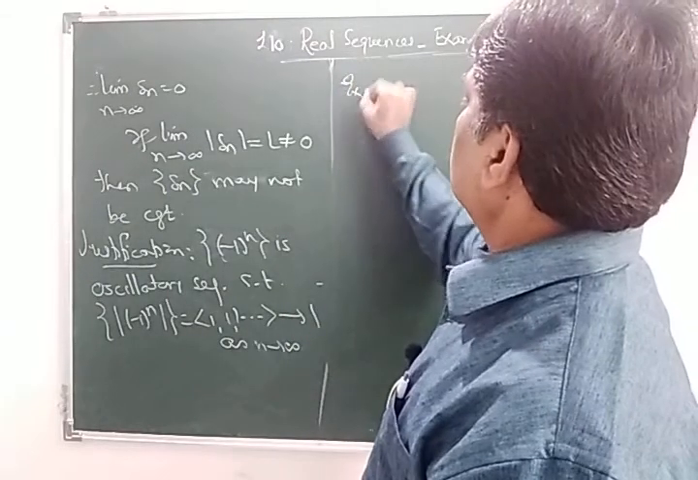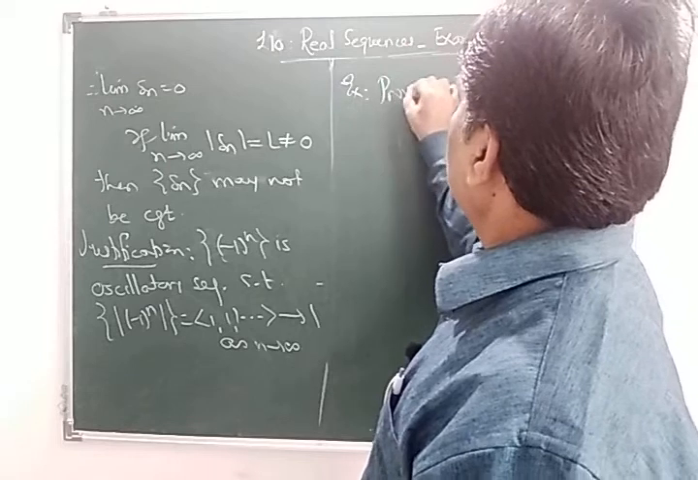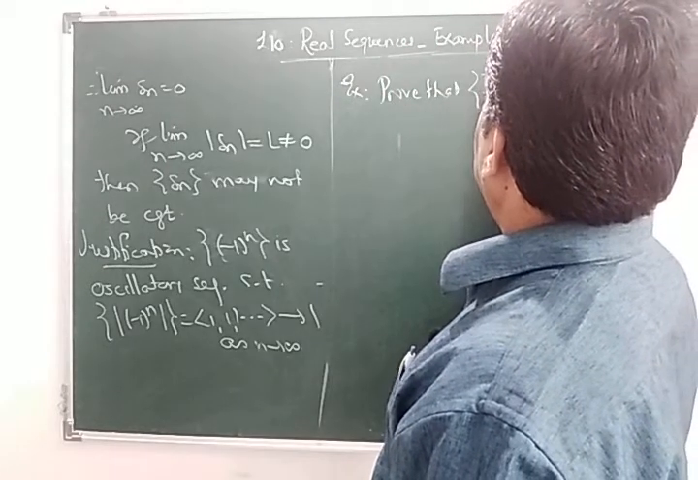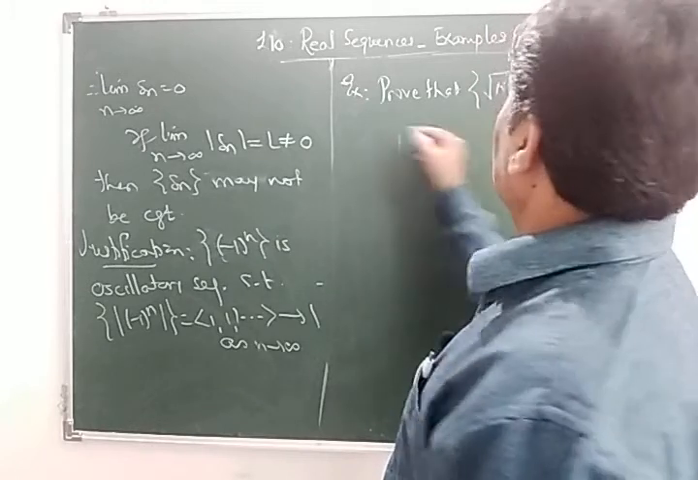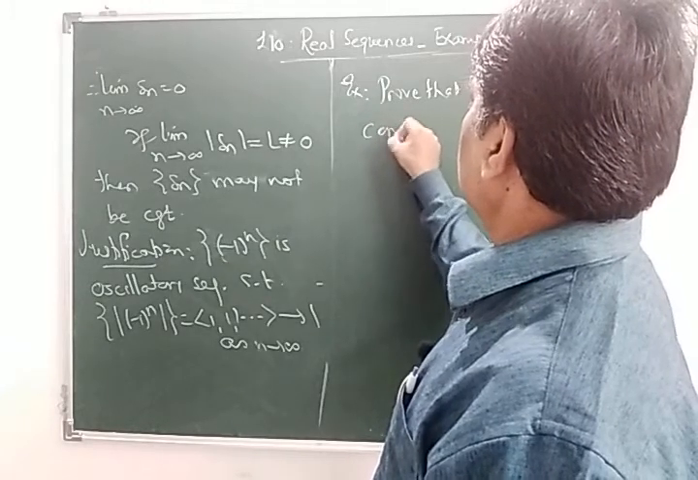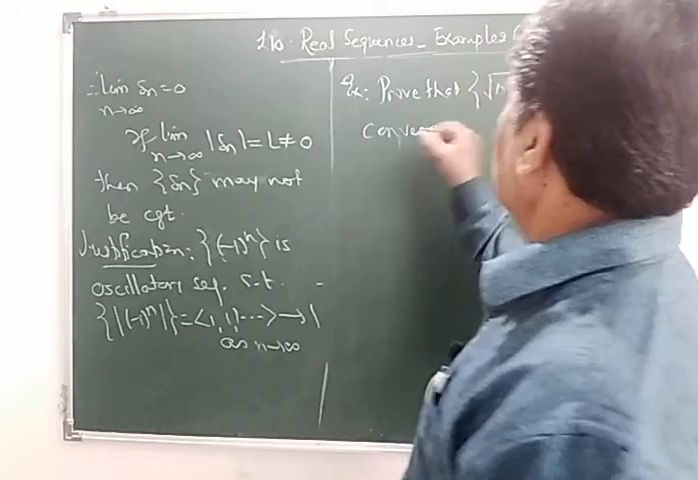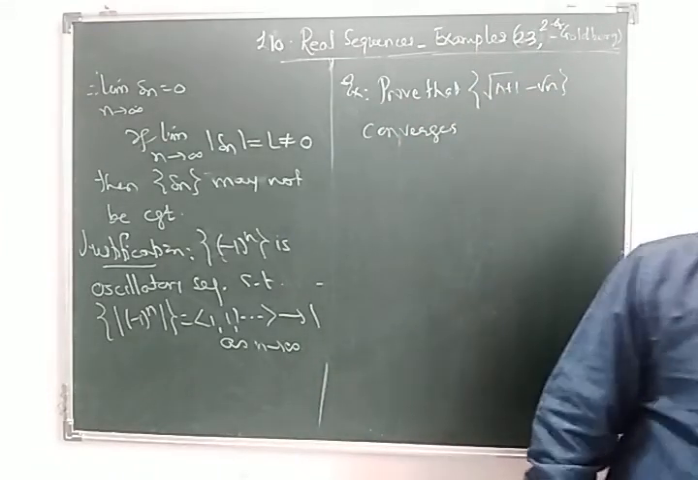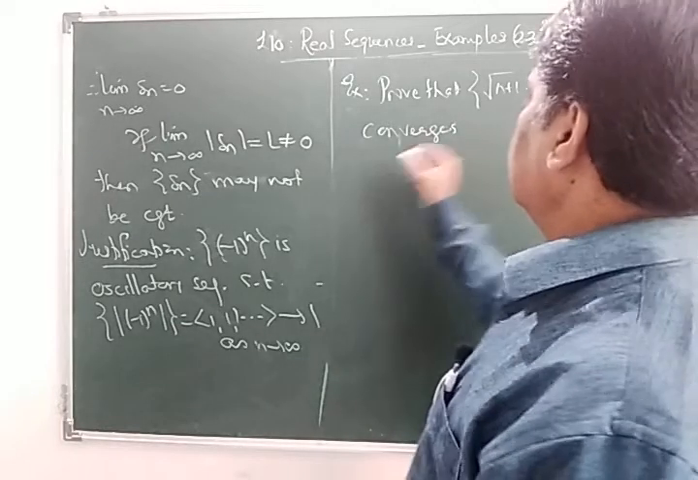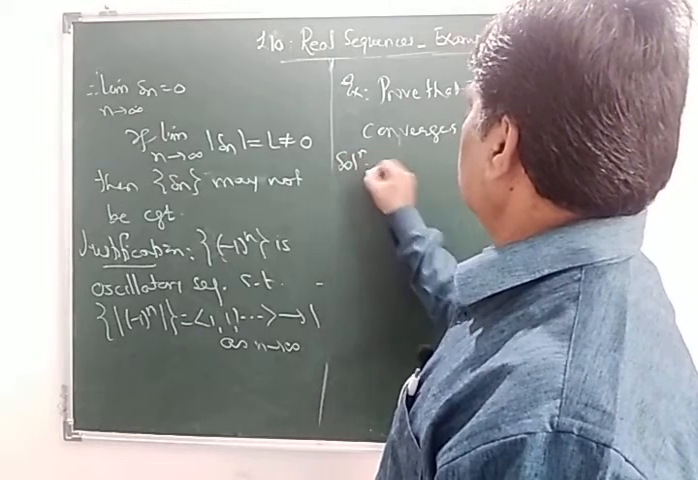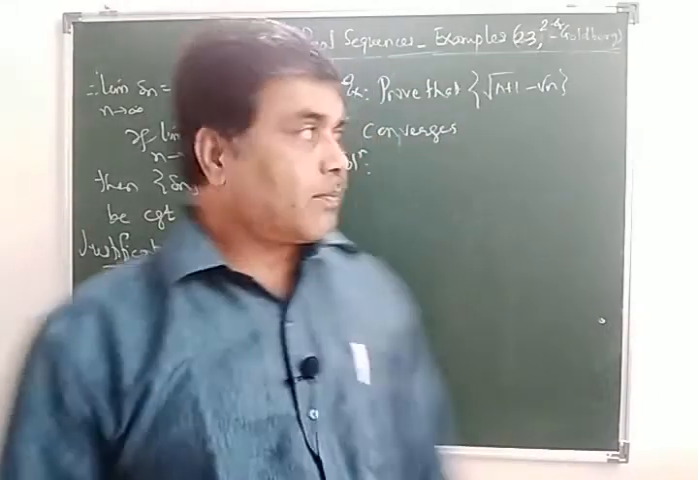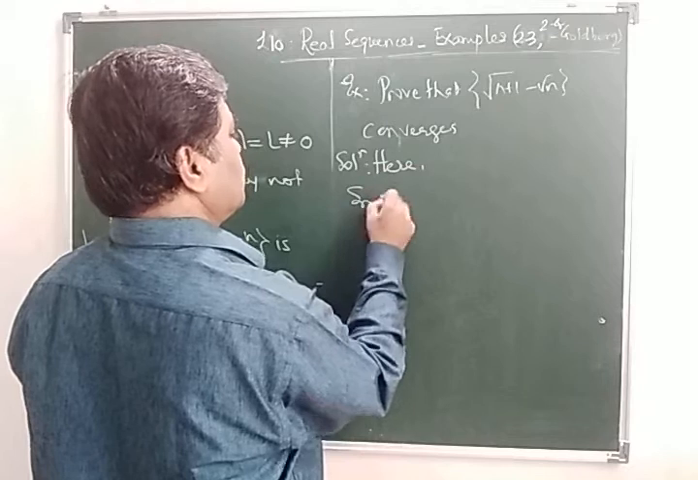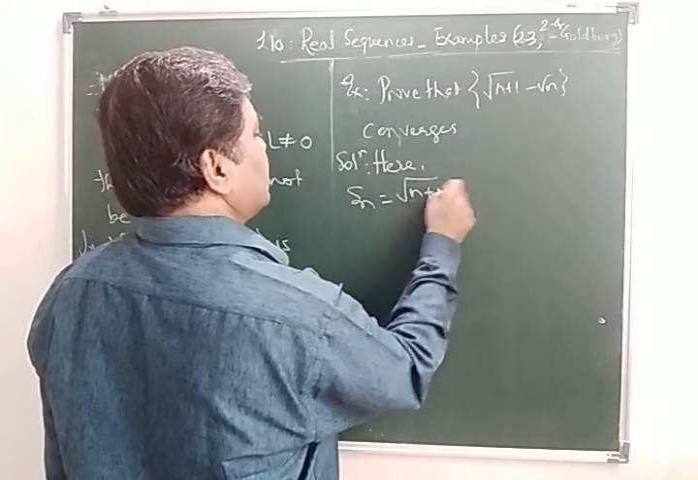Next example, prove that the sequence root of n plus 1 minus root n converges. This sequence is convergent. So here Sn is equal to root of n plus 1 minus root n.